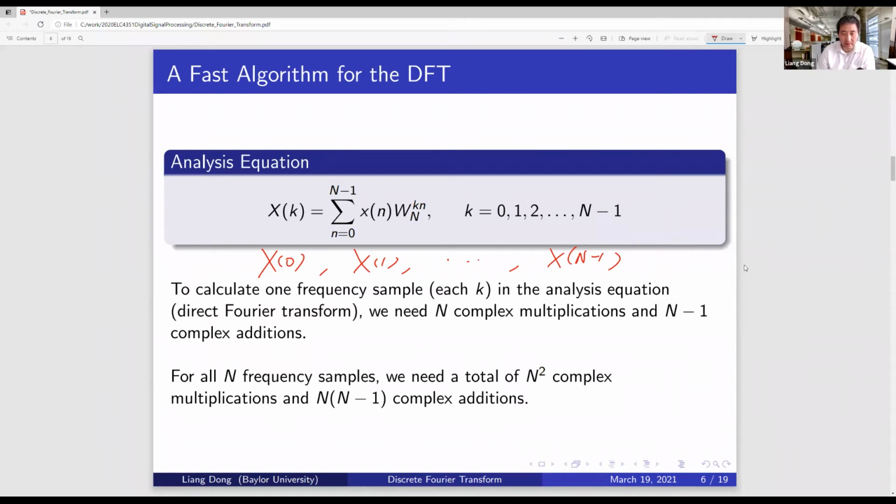Now, how do we see that? For each point, I need to do the summation, right? What I have here is the multiplication. Because it's a sum, I take N complex multiplications, and then you sum them together. So you have N complex numbers, summed together, which gives N minus one complex additions. For all N frequency samples, you just multiply by N. We need a total of N squared complex multiplications and a total of N times N minus one complex additions. So again, this is on the order of N squared calculations.